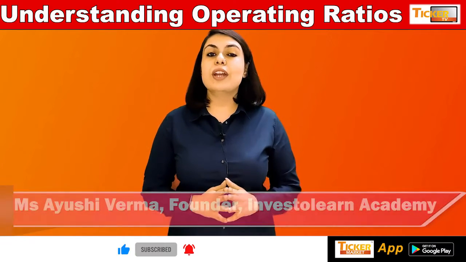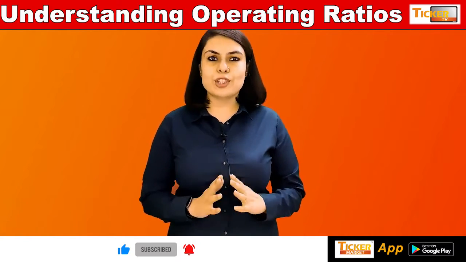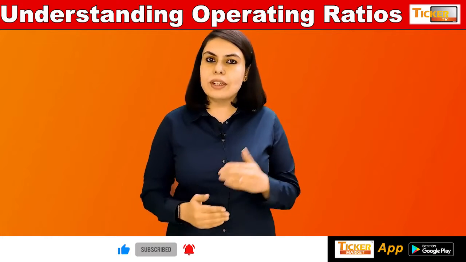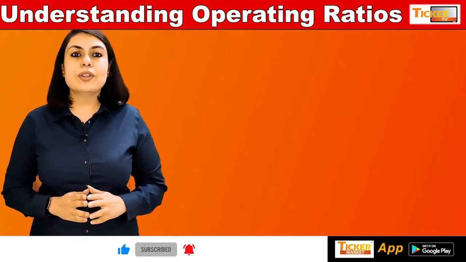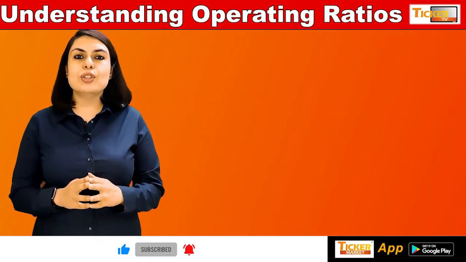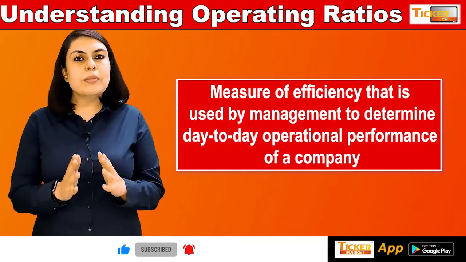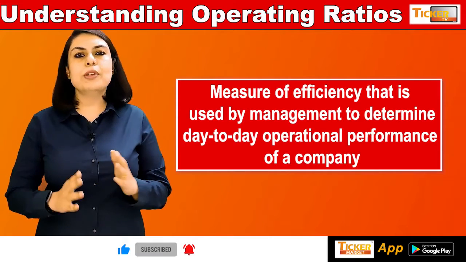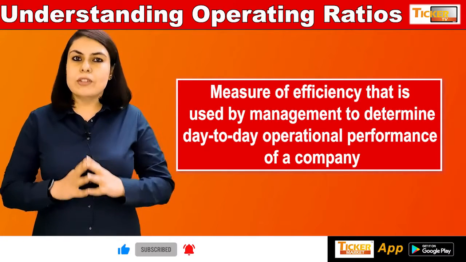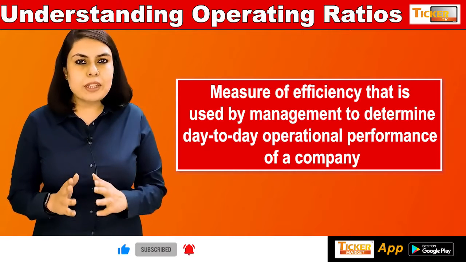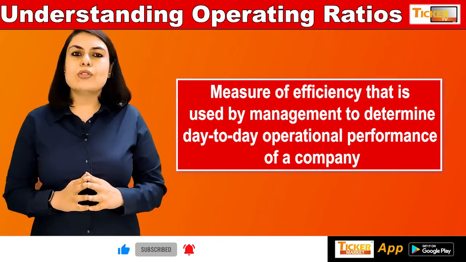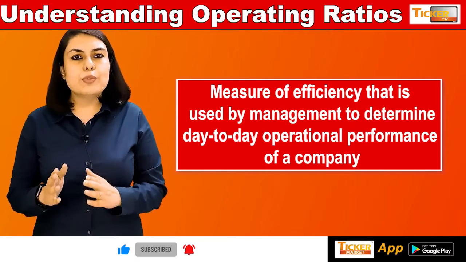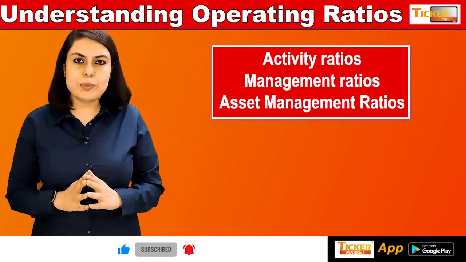In the last video, we understood the concept of valuation ratios. Today we will look into another category of ratio, which is the operating ratios. The operating ratio is the measure of efficiency that is used by the management to determine day-to-day operational performance of the company. This ratio comprises operating expenses, also known as OPEX, to net sales. These ratios are also called activity ratios, management ratios, and asset management ratios.